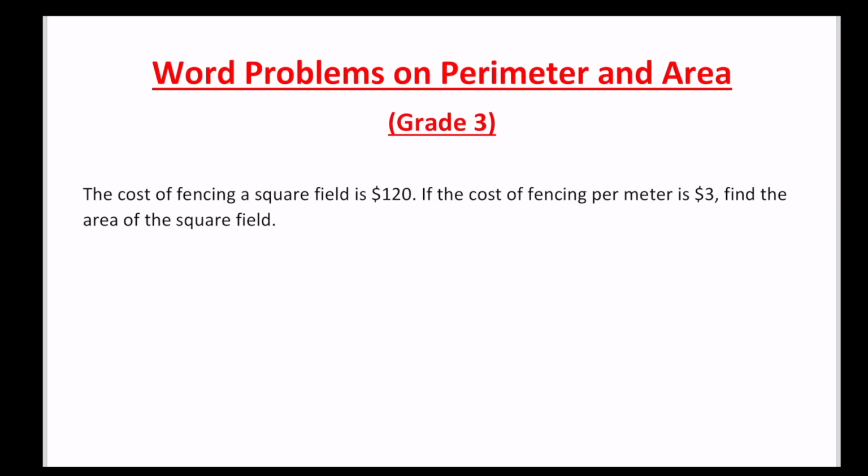Let's get started. The cost of fencing a square field is $120. The cost of fencing per meter is $3. Find the area of the square field. Let's draw the problem. This is our square field.